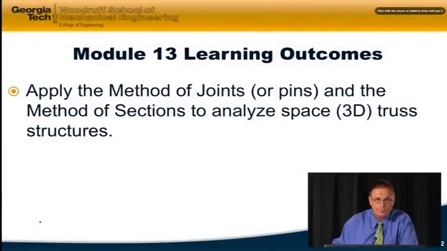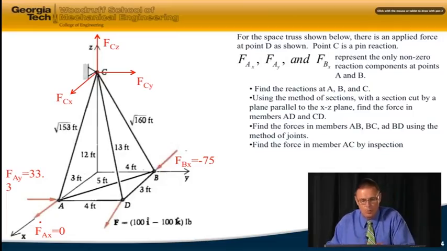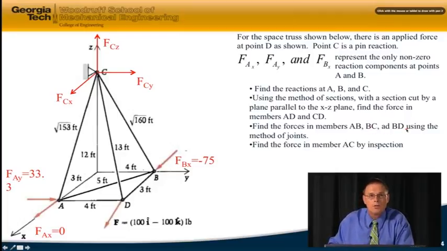This is Module 13 of Applications in Engineering Mechanics. Today we're going to continue on that space truss we've been working on for the last couple of modules and finish up that problem. So we're up to the point where we want to find the forces in members AB, BC, and BD using the method of joints.